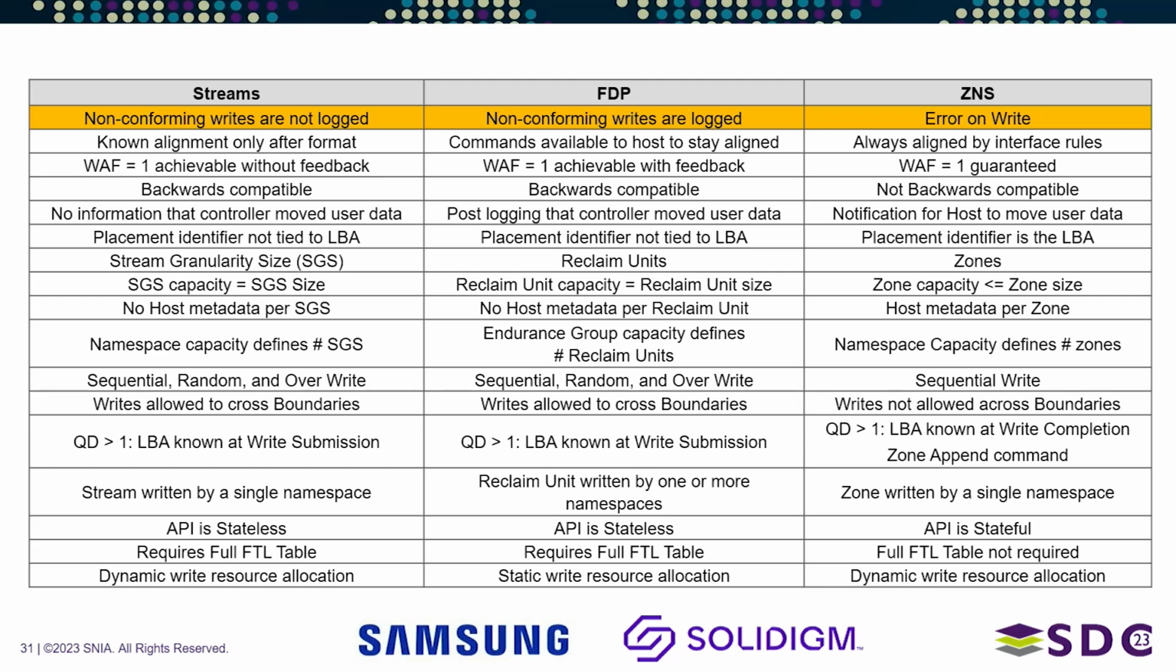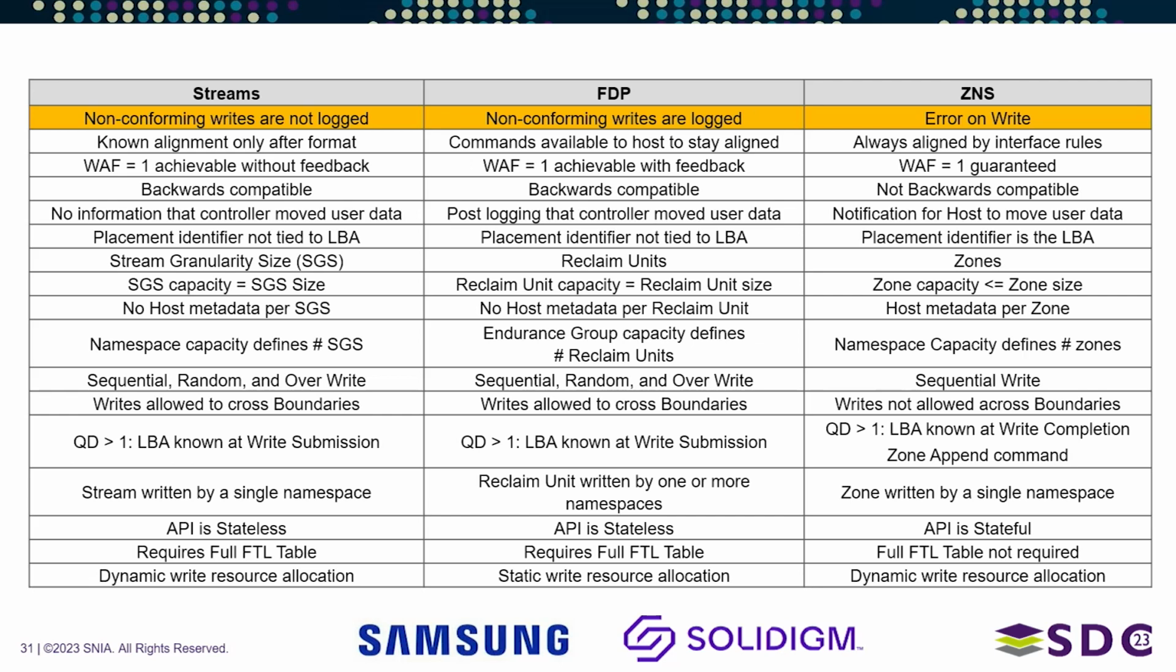All right. So I put together this chart here. Let me see what time it is. We got time. So I'm going to walk through some of these here. I kept getting questions of how is this like streams and how is this like ZNS. Really, FDP is streams plus ZNS minus, is the way I like to view it.